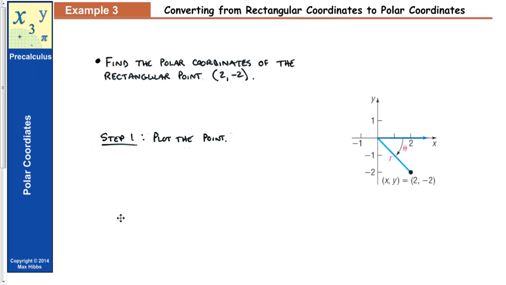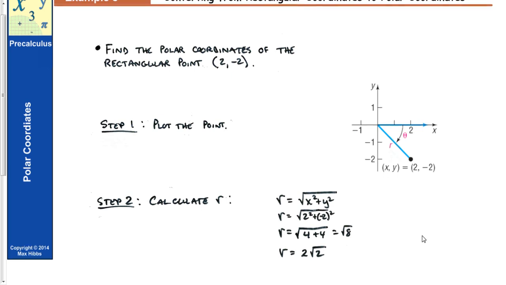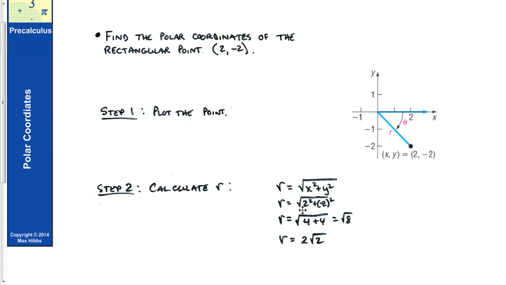Well, anyway, step 2 is to calculate r, and that's pretty easy when we know x and y, because r is the square root of x squared plus y squared. In this case, that's the square root of 2 squared plus -2 squared, or the square root of 4 plus 4. Of course, that's the square root of 8, and we should simplify the radicals. When we simplify the radical as much as we can, the square root of 8 ends up being 2 times the square root of 2. So now we know the r value.